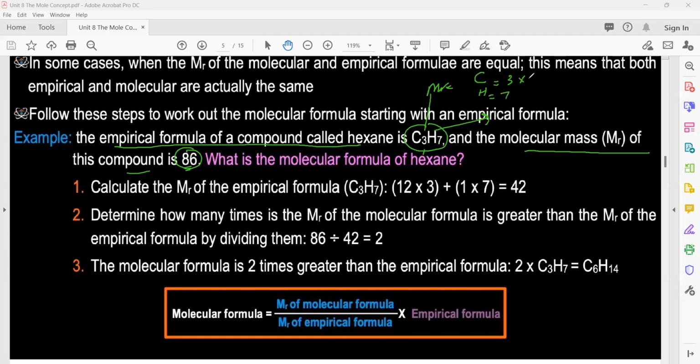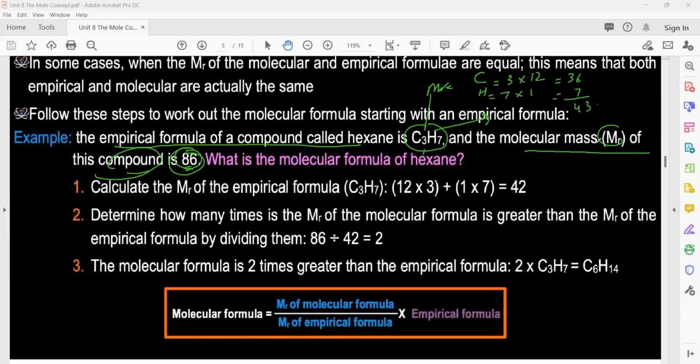What is the relative atomic mass of carbon? 12. What is hydrogen? 1. So 3 multiplied by 12, 36. And this is 7. So what is the total? 48. So you found it. So simply what you will do, divide the MR of the compound which is given to you, 86, by this one. I think this is not 48, this is 43. Sorry, this is a mistake here. When you add 36 and 7, this will be 43.